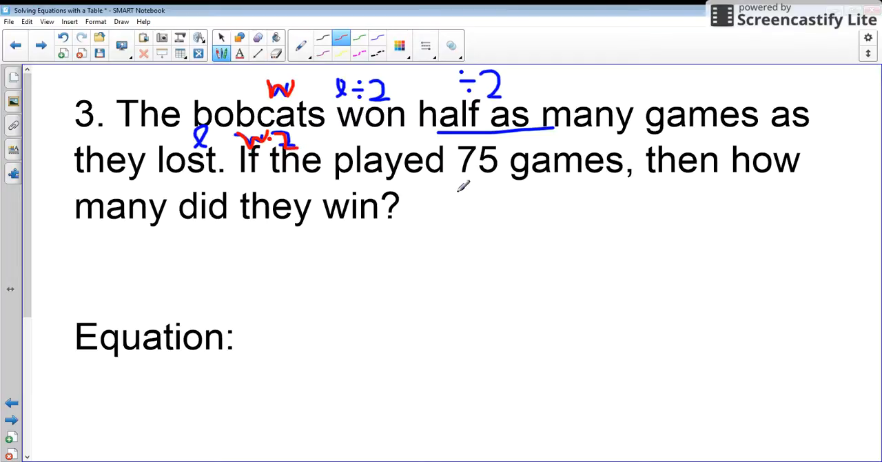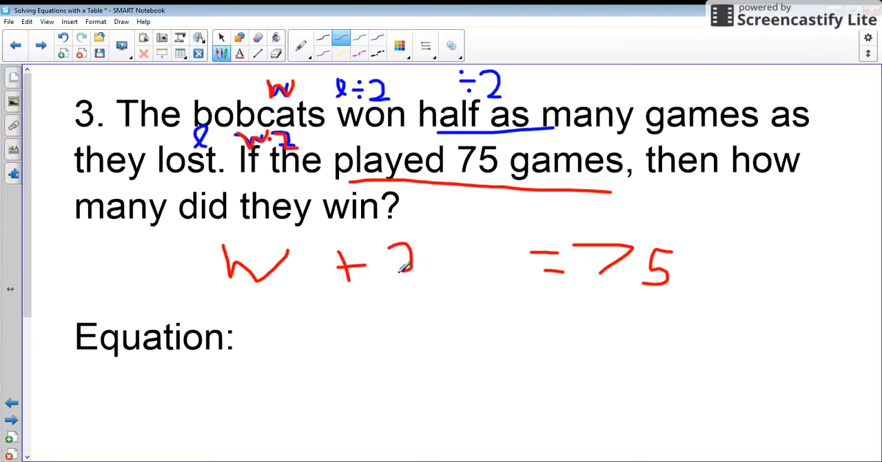It's just backwards. Now, obviously, if they played 75 games, the implied equation here is that we're going to add the number of games they won with the number of games they lost, assuming there are no ties, and then that should give them that 75. So in other words, let's do the W again. If I add the number of games they won to the number of games they lost, which is 2 times the amount of the games they won, that's the 75.